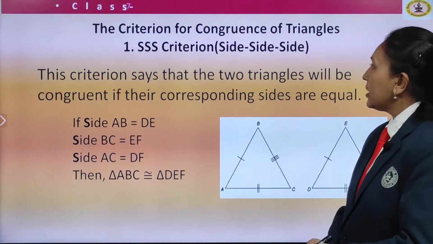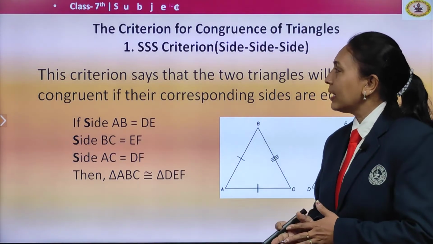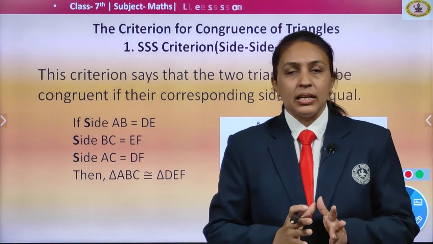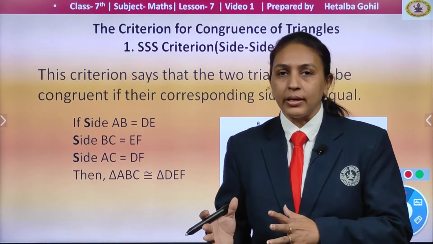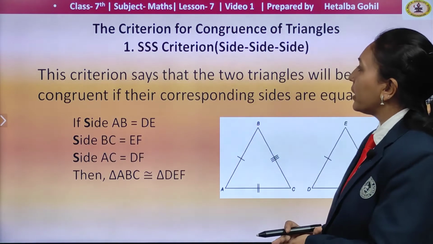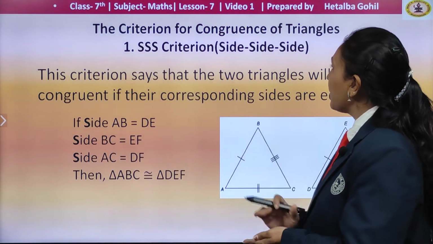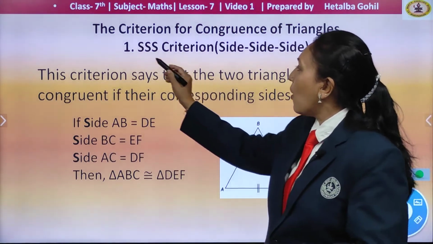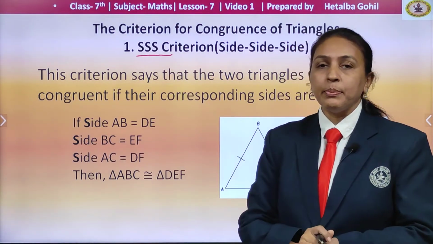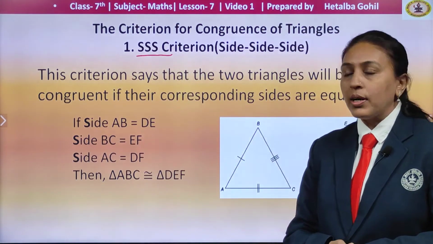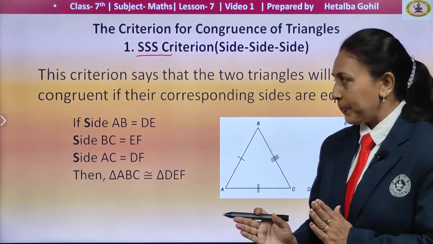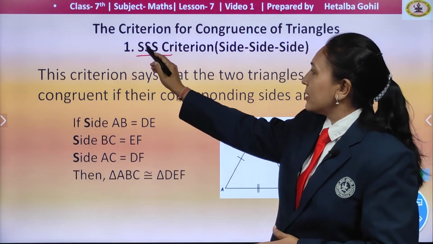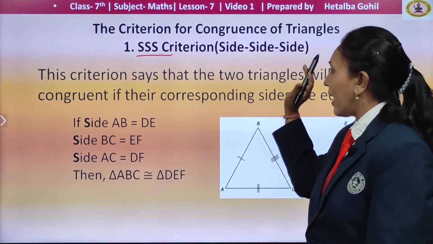Now, children, for the congruence of triangles, we have certain criteria on what basis the particular triangles are congruent to one another. So, let us learn about the criteria. The triangles may be congruent on the criteria of SSS. That means the three sides of two triangles are congruent to one another. That means they are same. That is S, that is side, side and side.